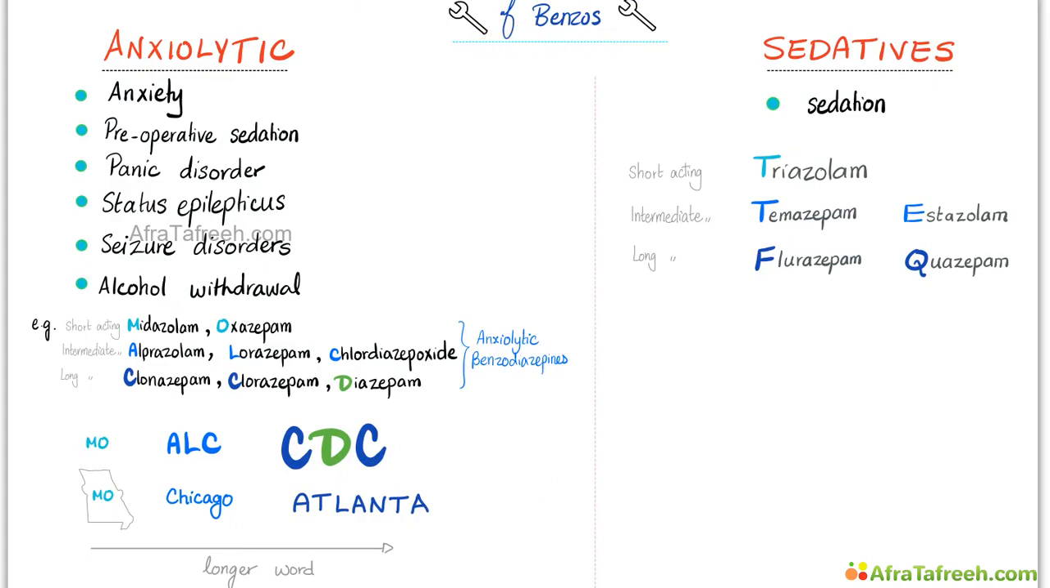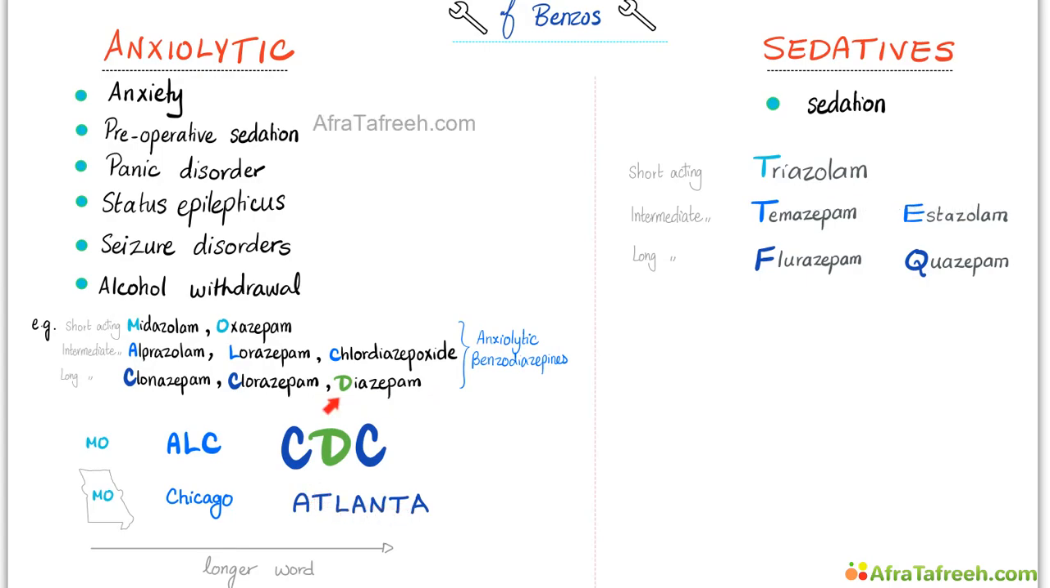Clinical uses of benzodiazepine. They are anti-anxiety and they are sedatives. Anti-anxiety, so we can use them to treat anxiety, sedation before you go into surgery, panic disorder, status epilepticus, seizure disorders, alcohol withdrawal, and these are your examples of the benzos. We have short-acting such as midazolam, oxazepam. Intermediate, alprazolam, lorazepam, chlordiazepoxide. And the long-acting, clonazepam, clorazepate, diazepam.